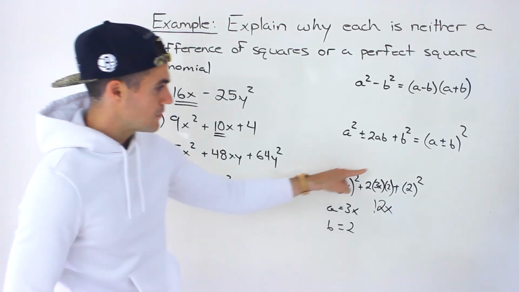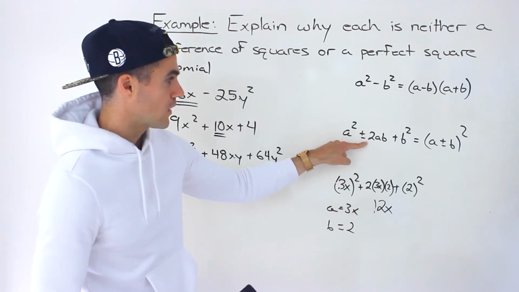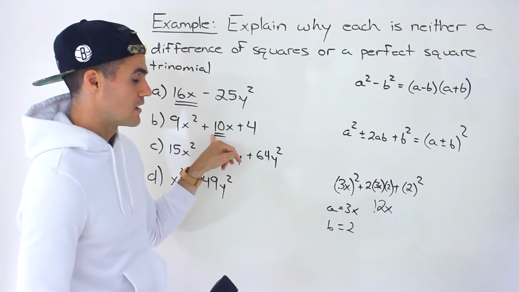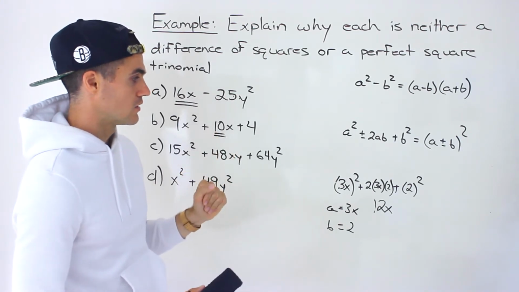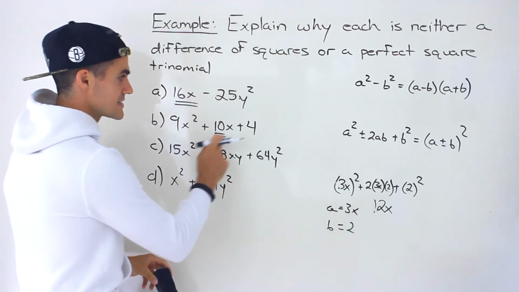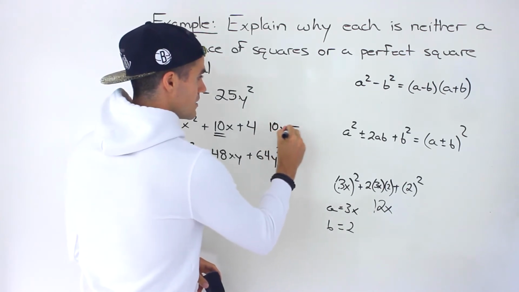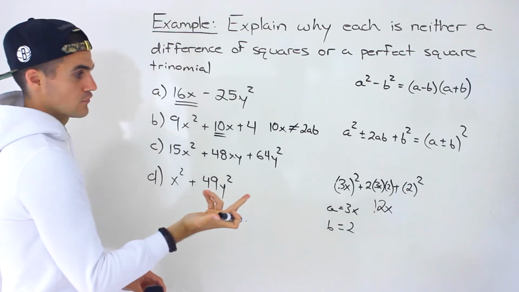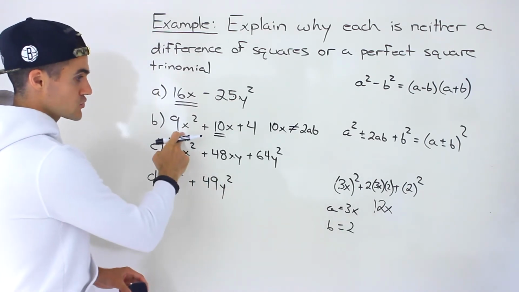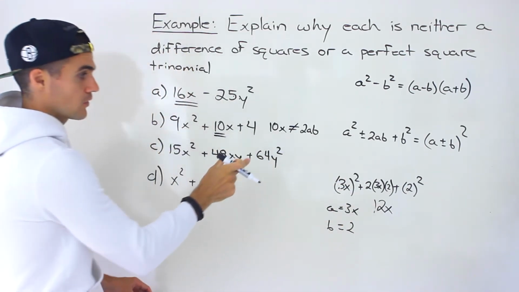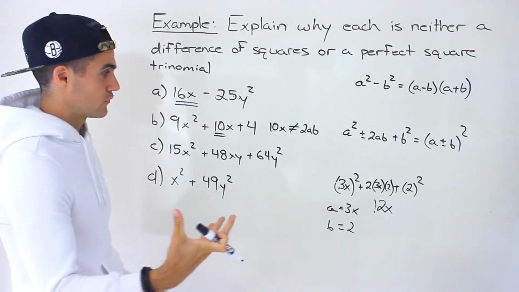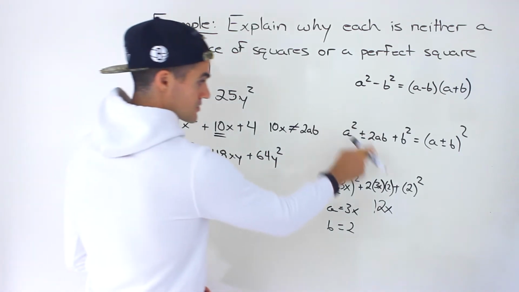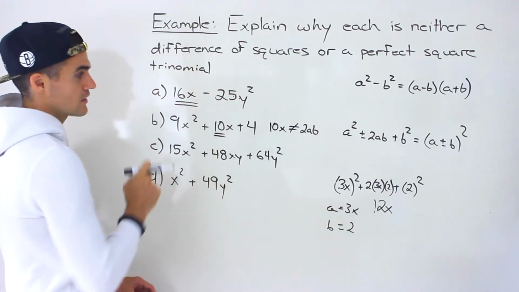Right, so because that middle term here, using the perfect square trinomial formula, is not equal to this middle term, then it's not a perfect square trinomial, right? So we could say this 10x here does not equal the 2ab portion of the formula. If it was 9x squared plus 12x plus 4, then it would be a perfect square trinomial, or minus 12x, right? Because it could be plus or minus here, so this could be minus 12x as well.